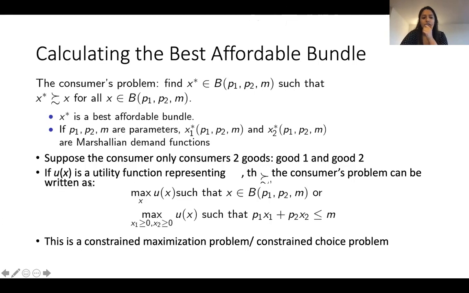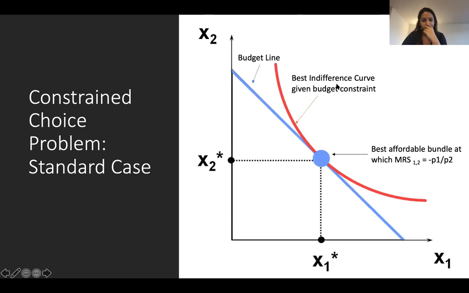Again, I'm just doing some notation: U(X) is a utility function. The text got a little messed up in the PowerPoint, but this is all basic stuff. And this is called a constraint maximization problem or a constraint choice problem. So that's what we're going to be solving for today.